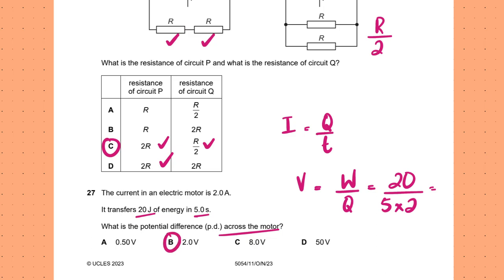Another way that some of you might be thinking of, and that's also perfectly fine, is if you use P equals VI, right? Energy over time, 20 over 5 is going to be your power, and this is I, and you can also find out V, and that would also give you the same answer.